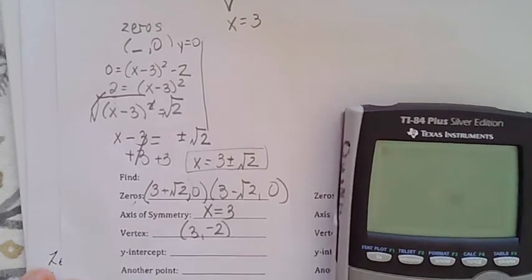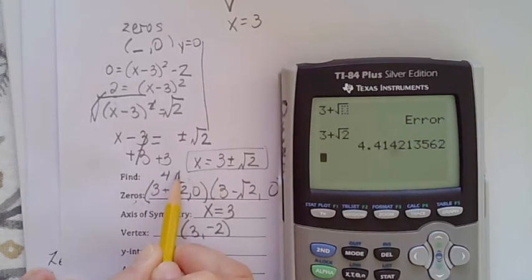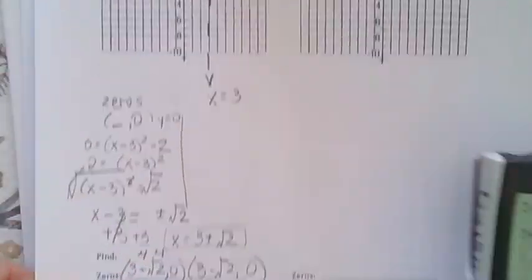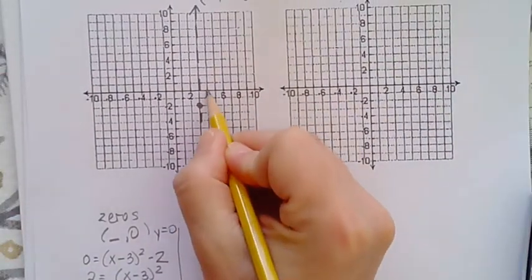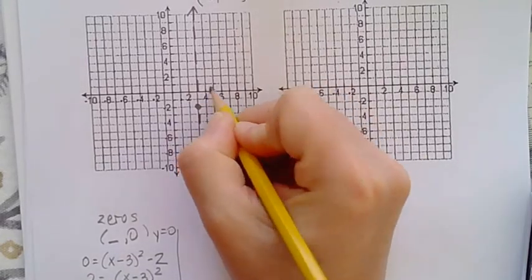Okay, so here we have this. So now I want to know what 3 plus radical 2 looks like. Whoops, I messed something up. 3 plus square root of 2. 4.4. So this guy here is 4.4. Let's find that up here on my graph. Well, 4.4 is kind of in the middle there, so that's one of my zeros.